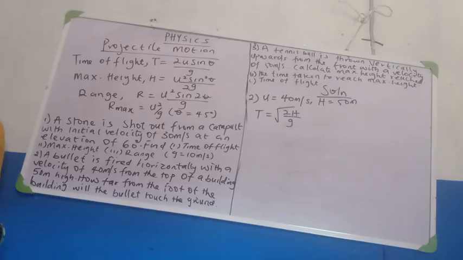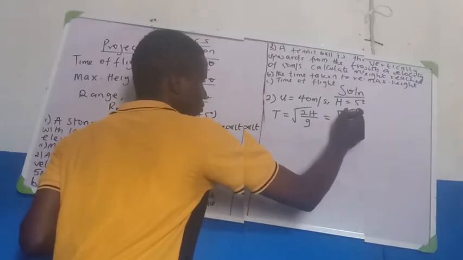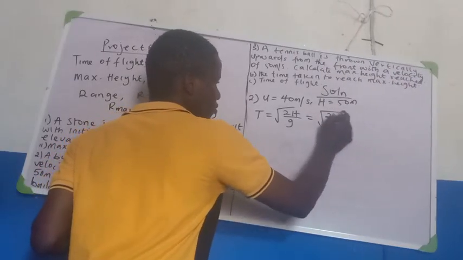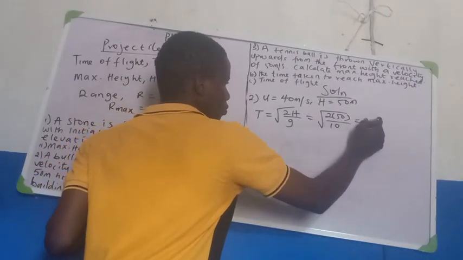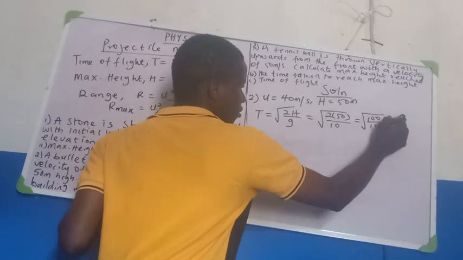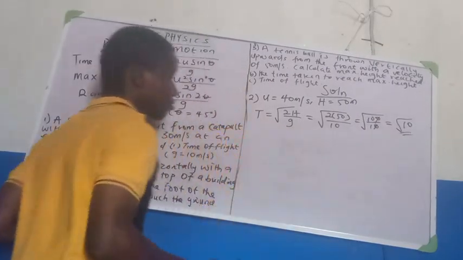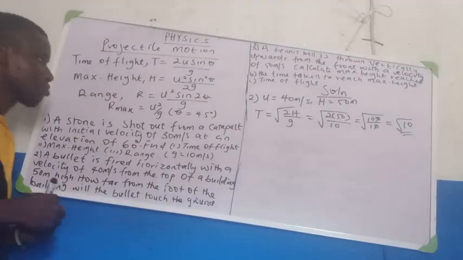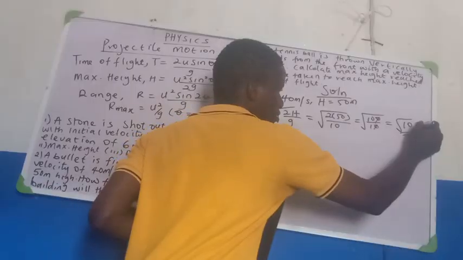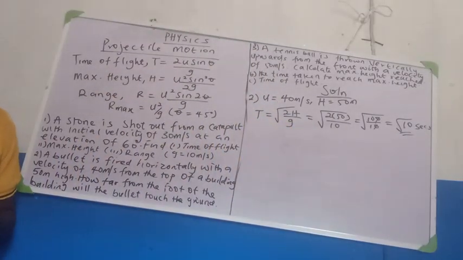So I get the square root of 2 times h over g, which is the square root of about 10. The square root of 10 gives about 1.26 seconds. So that is the time of flight.